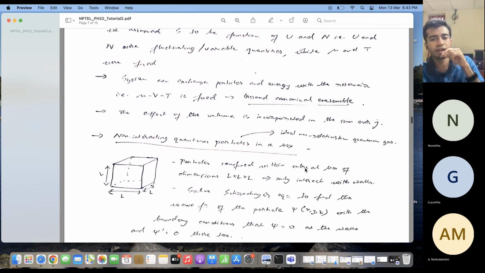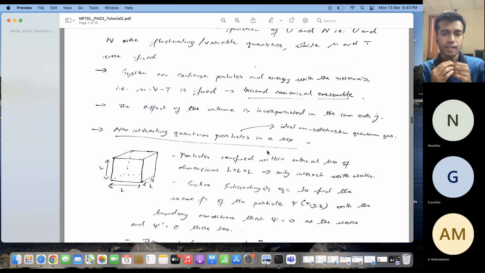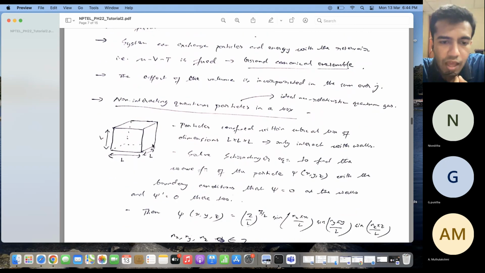That said and done, we can also calculate the statistics for non-interacting quantum particles in a box. In the previous example, we had free bosons and free fermions. There were no boundaries. Now over here, the system is as follows. I have a cubical box. Each side of my cubical box has a length equal to L, so my volume is equal to L cube.